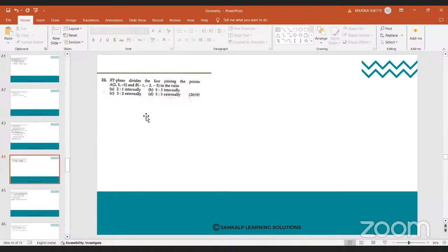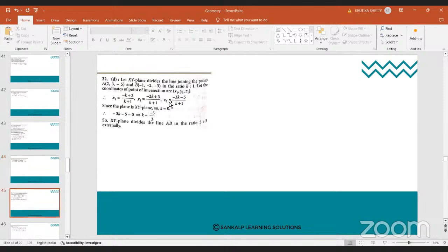Next, the xy plane divides the line joining the points A (2, 3, -5) and B (-1, -2, -3) in the ratio. So this we can do directly. Here, the xy plane divides the line joining the points A and B in the ratio k is to 1. We have to consider that and apply the section formula for internal division.